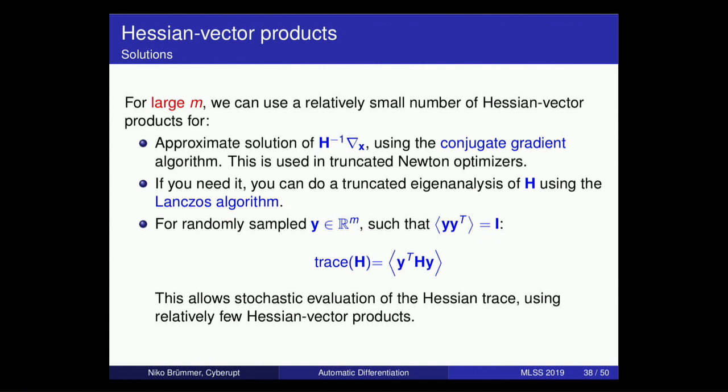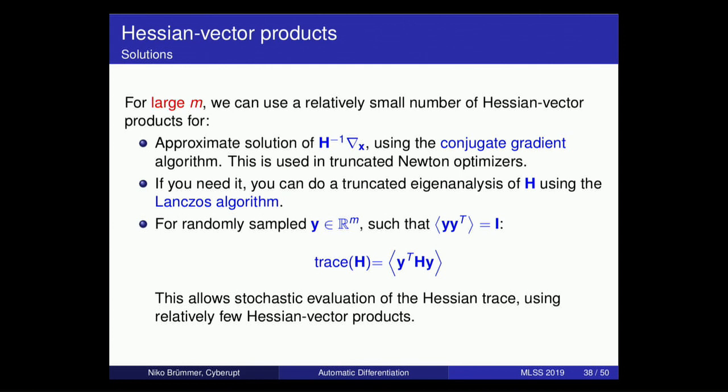You can also do things with the trace. Last week Shakir mentioned this trick already. You sample some random vector. The random vector has to be independent and scaled in such a way so that the outer product of that vector with itself is the identity matrix. Then if you do that a few times, that quadratic form over there will be an approximation to the trace, unbiased, because the trace is equal to the expected value.